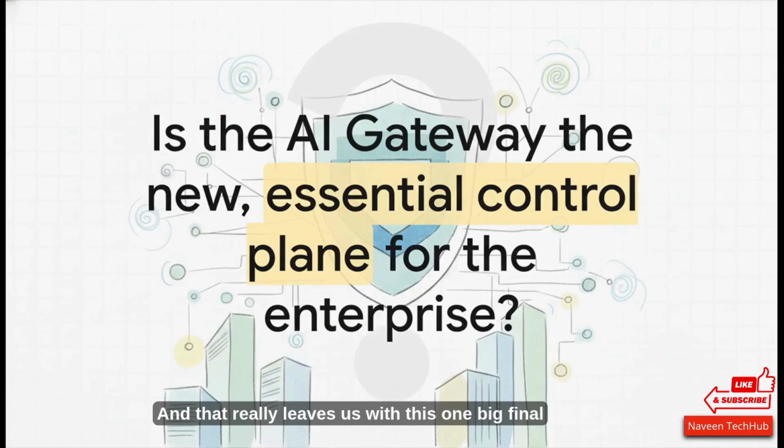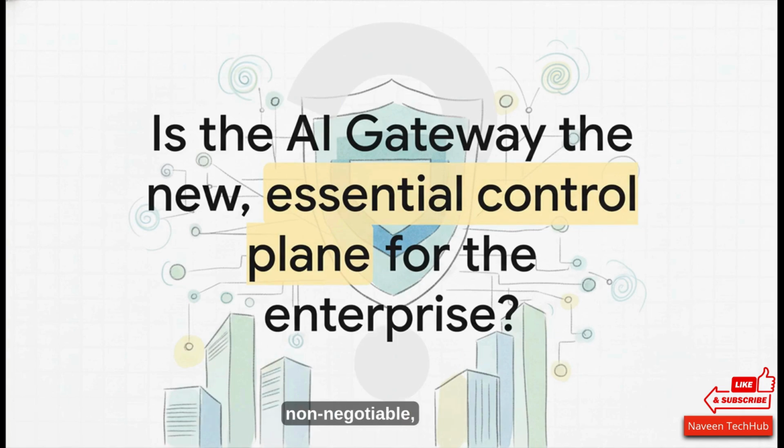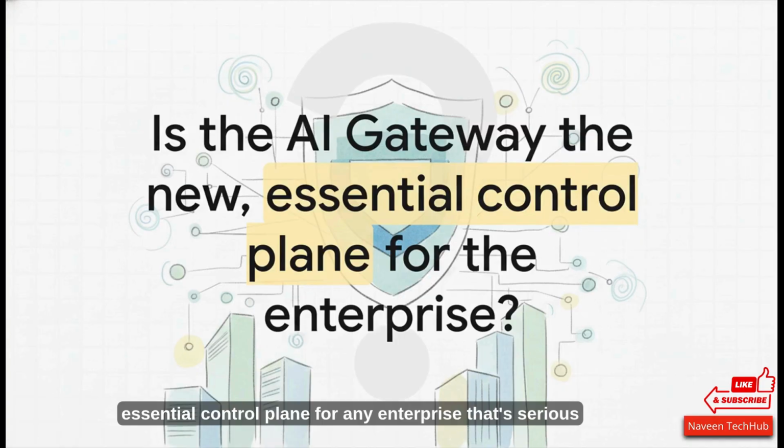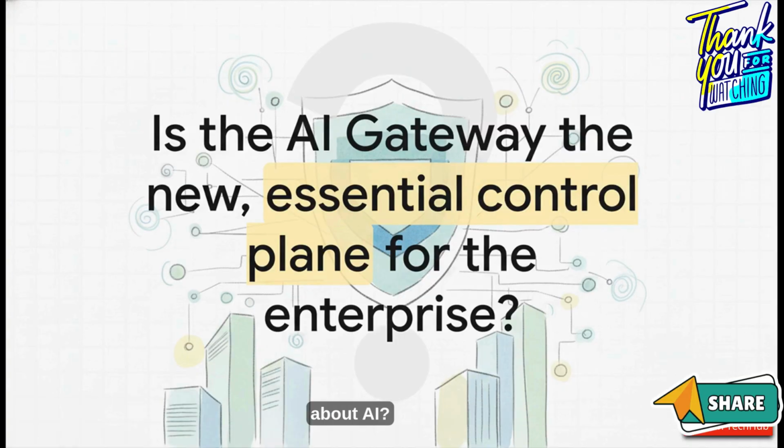And that really leaves us with this one big final thought. You know, AI is rapidly moving from being a cool feature to being critical business infrastructure. And critical infrastructure needs a proper control plane. So the question is no longer if we need this layer, but rather, is the AI gateway becoming the new, non-negotiable, essential control plane for any enterprise that's serious about AI?